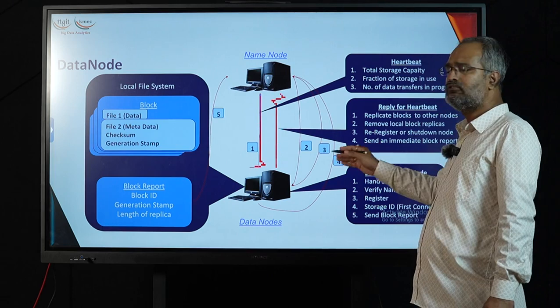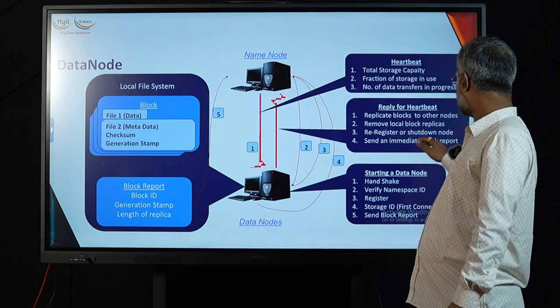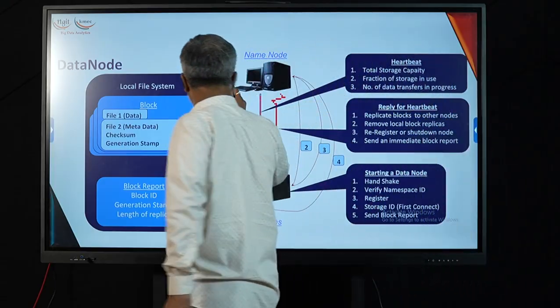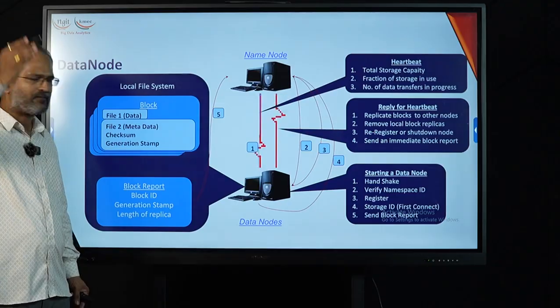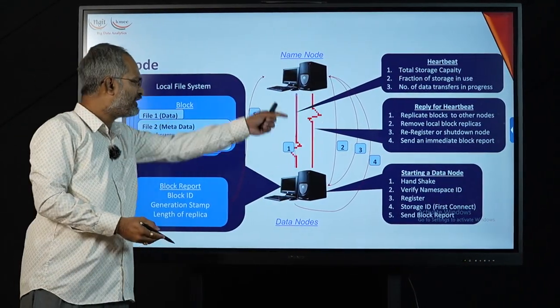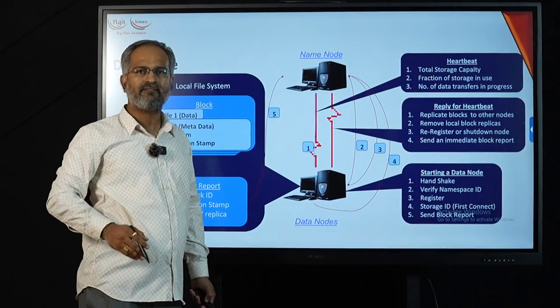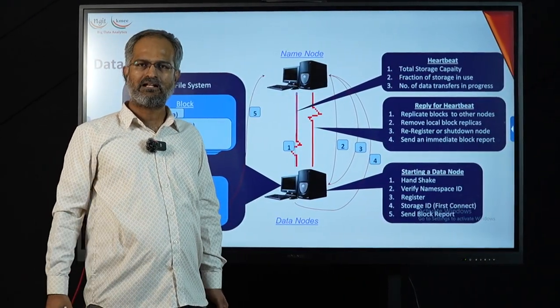Re-register or shut down means that you can shut down the machine. Like that, you can send the instruction, send an immediate block report. Because of some situations, the list of blocks may be missed. So at that time, it may ask for an immediate block report, so that it has to send. So this is about the data node concept. We can continue in the next session.